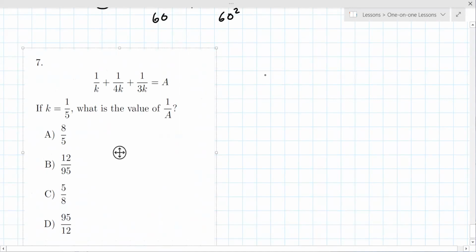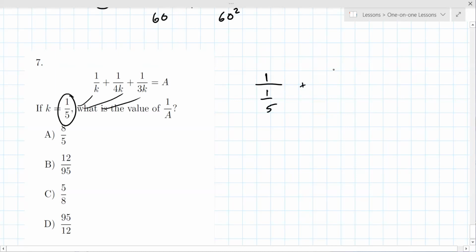So the first step here is you're going to substitute this 1/5 in for k. So it's 1 over 1/5 plus 1 over 4 times 1/5 plus 1 over 3 times 1/5 equals a. There's a skill here where if you don't have to write it, it saves you a ton of time. Do you know what 1 over 1/5 is? It's 5, the reciprocal of this bottom fraction.